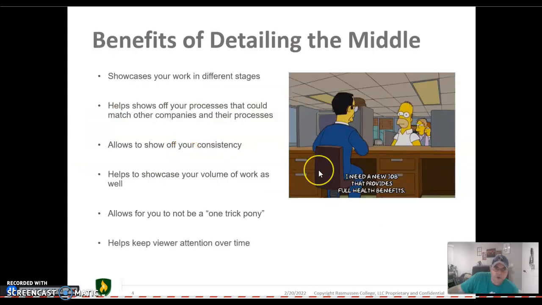We'll talk about a breakdown later, but really the benefits of detailing the middle is it showcases your work in different stages. It also helps show off how your processes can match other companies and their processes. And this allows you to show off consistency. It also helps to showcase the volume of your work as well. And it also allows you not to be just a one-trick pony. And we also really view it as a part where we keep the viewer's attention. And that's really the important thing.